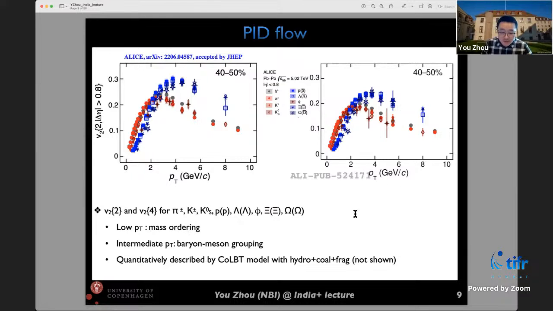What I didn't show you here, but we had in this paper, is a comparison to a hybrid model called LBT, which is a combination of hydrodynamics plus quark coalescence plus jet fragmentation. It can describe the data extremely well up to a very high PT. And this is the first time there's one model that can describe the entire data from low to high PT. But I will come back to that later on.